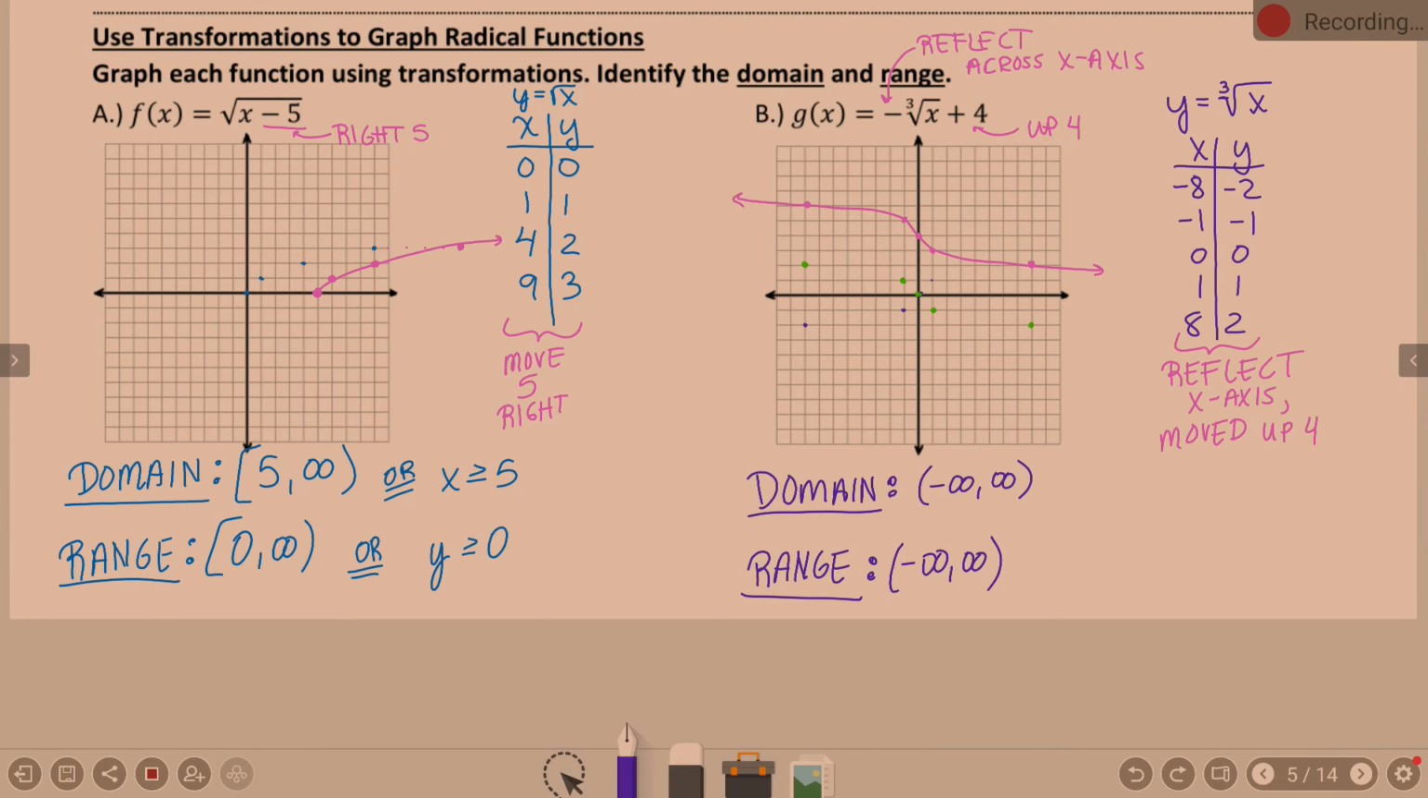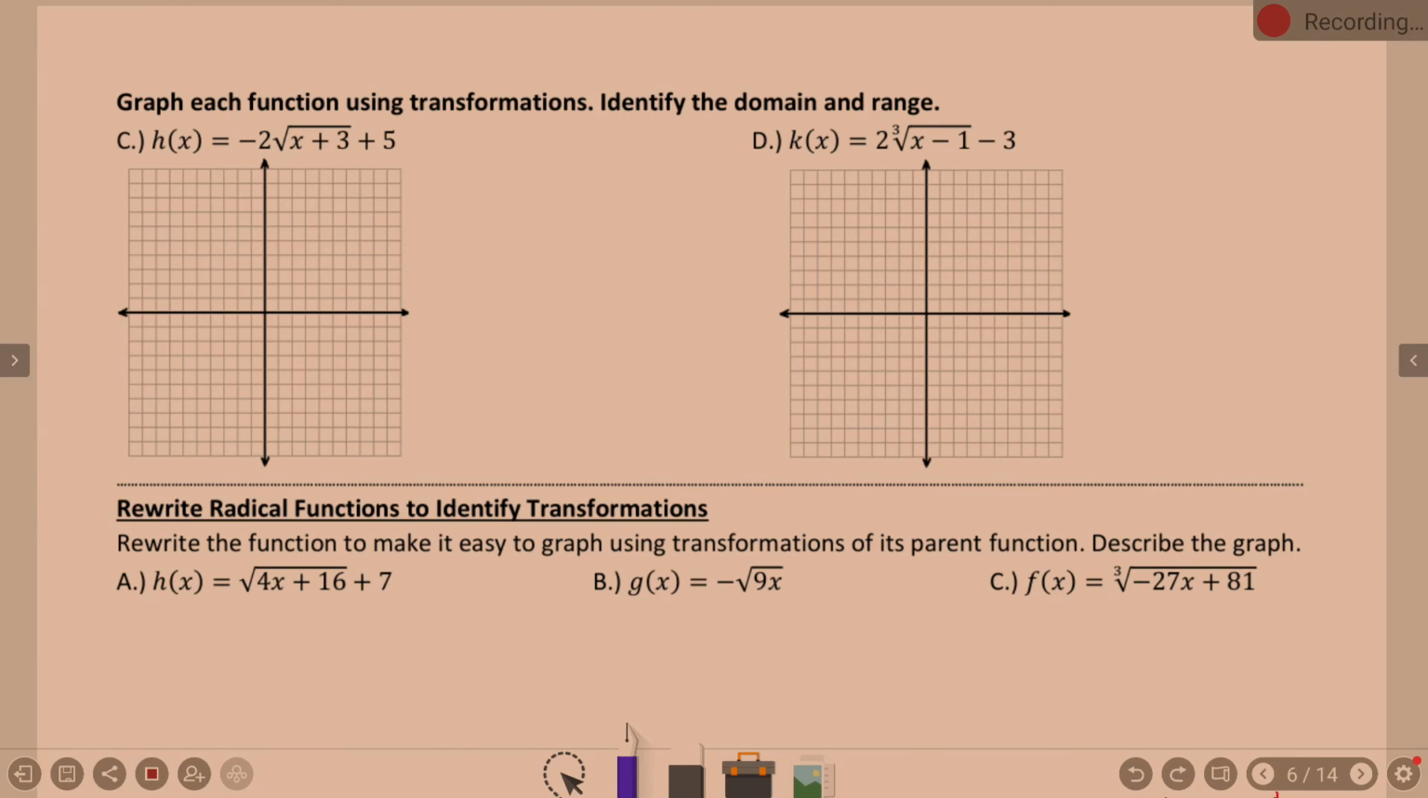I was taking it easy. I was breaking you in. Now we've got to increase our difficulty level. Are you ready for the backside? Okay. C. We're still doing the same thing. We're still graphing using our transformations. And we're still going to identify the domain and range. Don't let me forget to do that at the end.